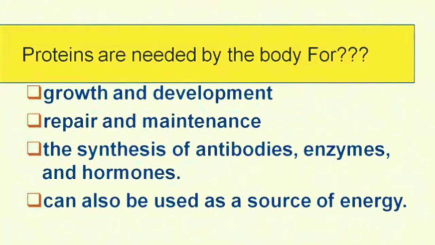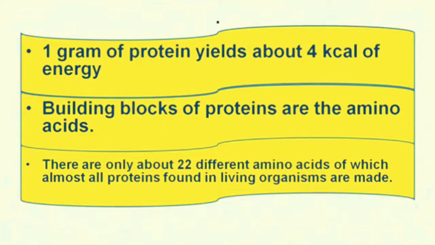Why do we need proteins in our diet? They are needed for growth and development, for repair and maintenance, for synthesis of antibodies, enzymes and hormones. Sometimes they can also be used as a source of energy for our body. 1 gram of protein gives us 4 kilocalories of energy.